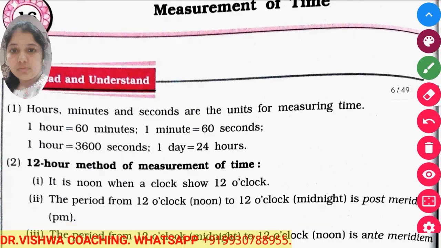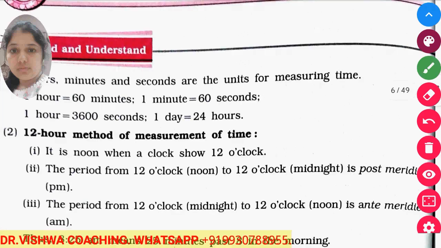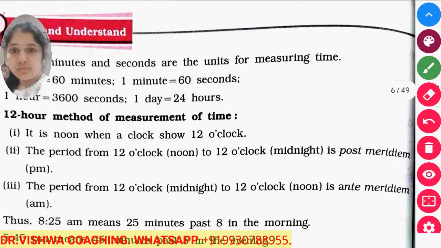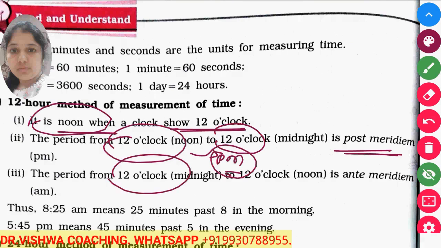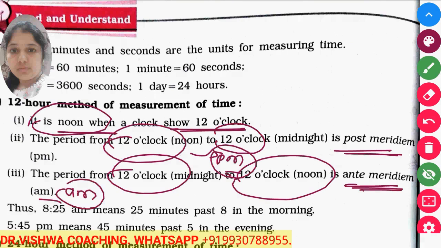Now when it's 12 o'clock in the noon, it is said as noon, and after 12 o'clock whatever time it is, it's said as post meridiem, that is pm. We denote it as pm till midnight 12, and from midnight 12 to noon 12 it's called ante meridiem. So that's why the ante meridiem is denoted as am.